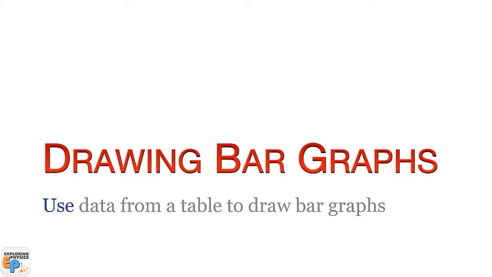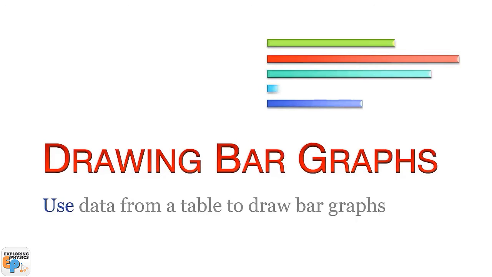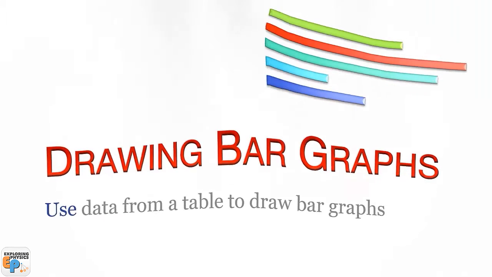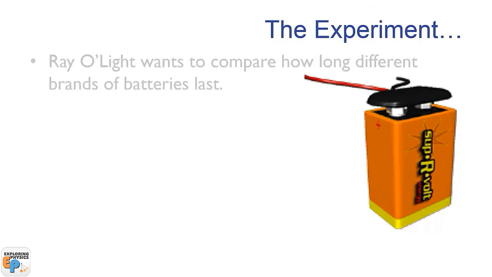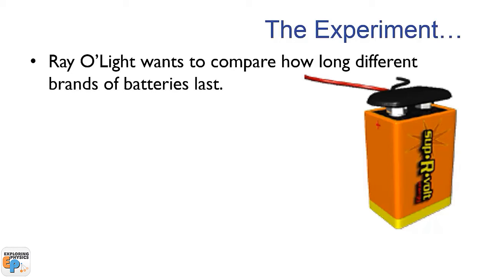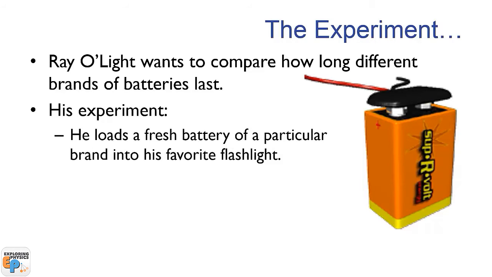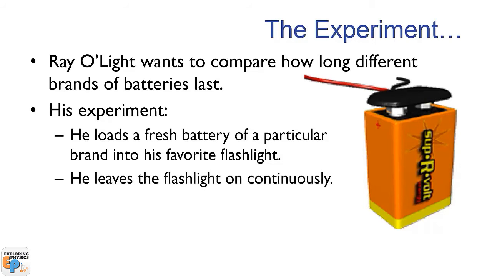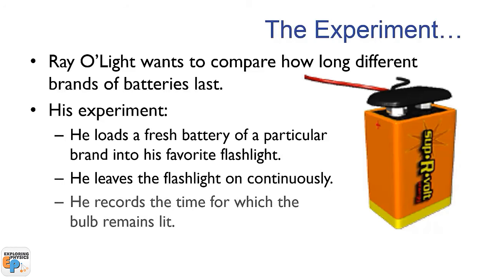In this movie, we will learn how to draw bar graphs using a table of data values. Here is our experiment. Rheolite wants to compare how long different brands of batteries last. In his experiment, he loads a fresh battery of a particular brand into his favorite flashlight. He leaves the flashlight on continuously and he records the time for which the bulb remains lit.